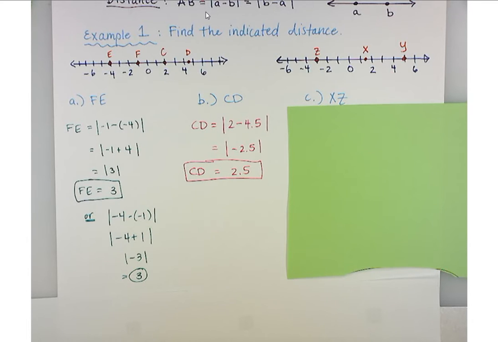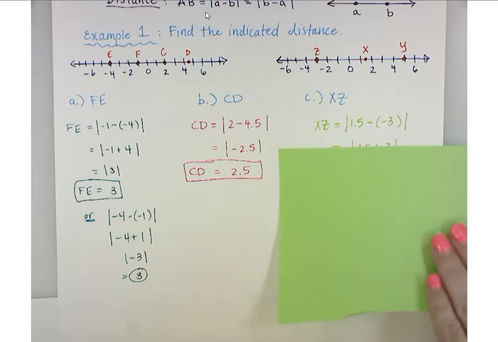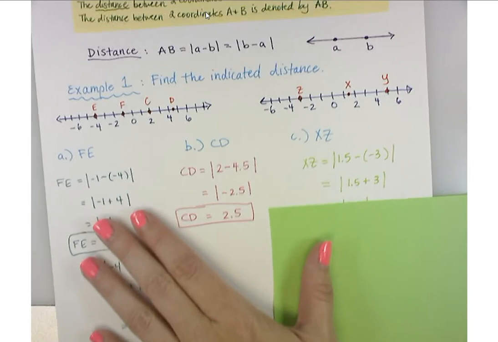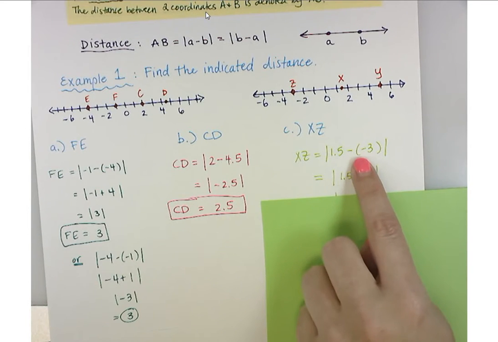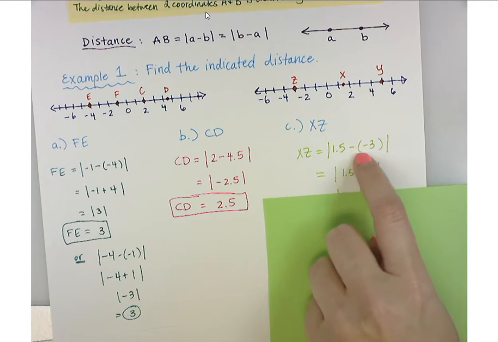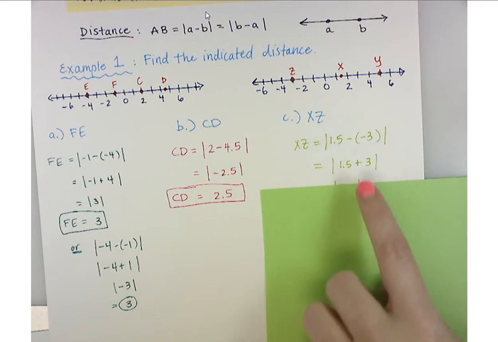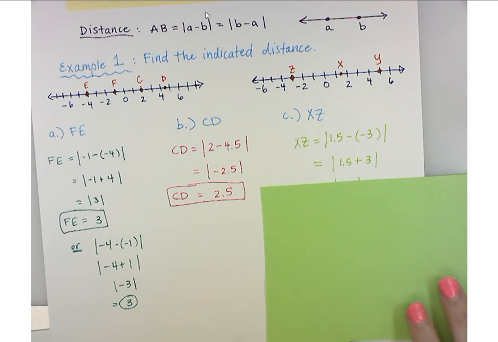Subtract. And then once I subtract, what do I do? Absolute value. Okay, now when you subtract those, you are subtracting a negative. So 1.5 minus negative 3 is going to end up being a positive, which is going to be 4.5.